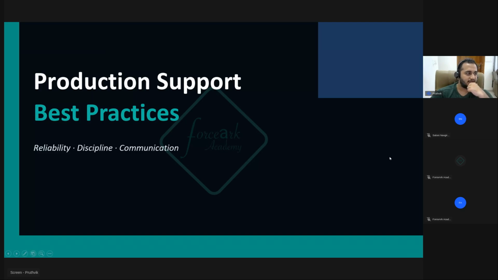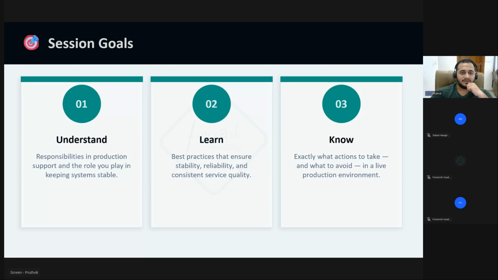So, let's get started. By the end of the session, I want everyone here to walk away with three main things. One is a clear understanding of production support responsibilities and best practices that improve reliability and reduce the number of incidents. And you should also get guidance on what to do and what not to do in live environments. These are the key takeaways I want you to understand by the end of the session.